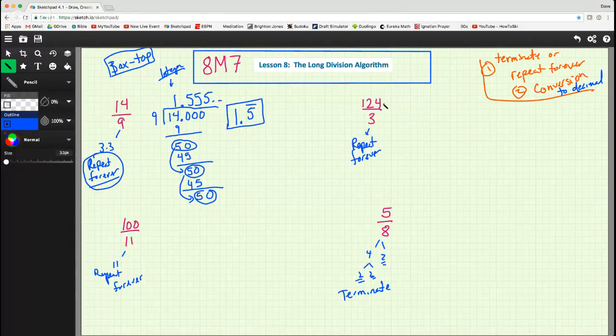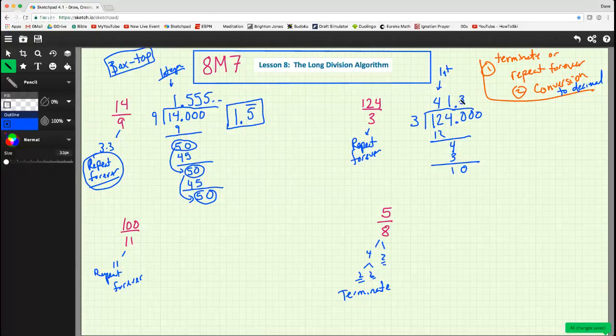Okay, let's go on to the next example. 124 divided by 3. Box top: the top goes in the box. Let's put our decimals down. 12 divided by 3 is 4, then 4 divided by 3 is 1 with a remainder of 1. So 41 is our integer portion. Now let's put our zeros out and drop down our 0. 3 times 3 is 9, leaving 1, 0.